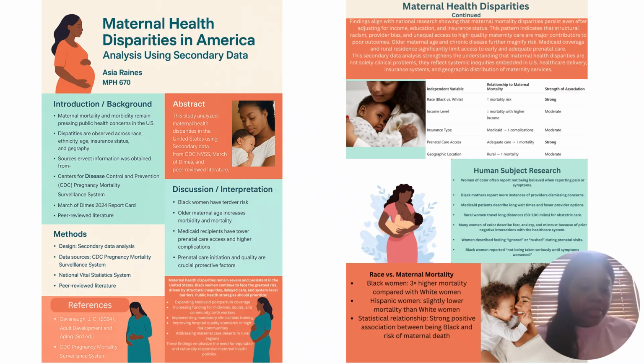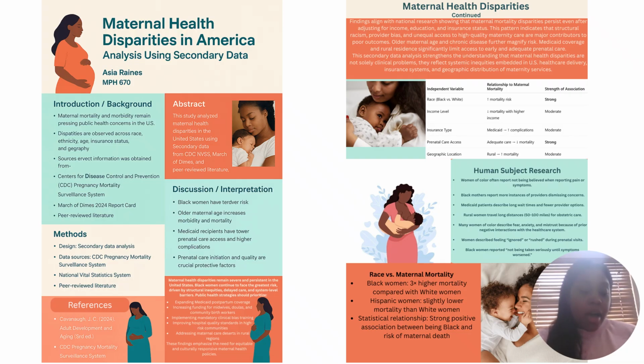So here's a chart, and it shows a breakdown of the variable, the relationship to maternal morbidity and mortality, and then it shows the strength of association based on the research. So Black versus white is increased mortality risk, and this is a strong strength of association. Income level: higher income decreases the chance of experiencing mortality or morbidity, and that one is moderate. Insurance type: Medicaid have increased complications, which is a moderate strength of association.